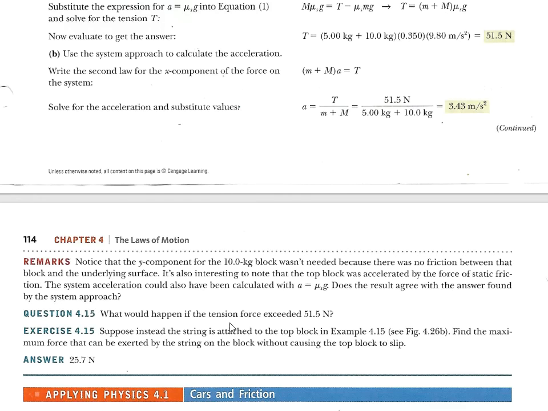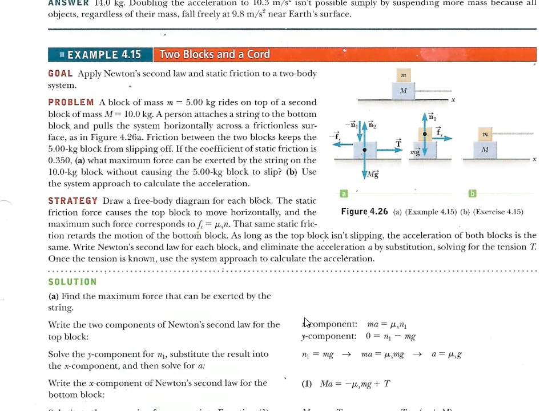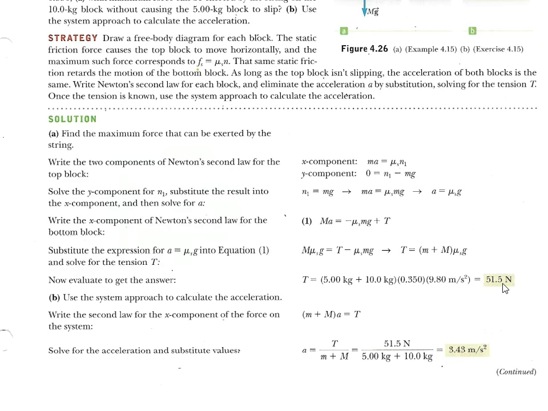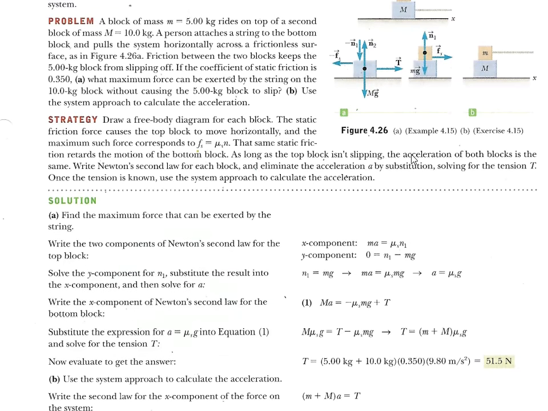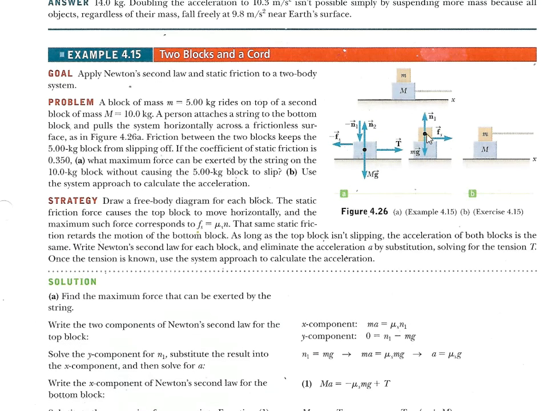Question: what would happen if the tension force exceeded 51.5 newtons? If we had more than 51.5 newtons here, then the acceleration would increase a little bit, and we would be past the maximum static friction between the blocks, and the top block would begin to slide.